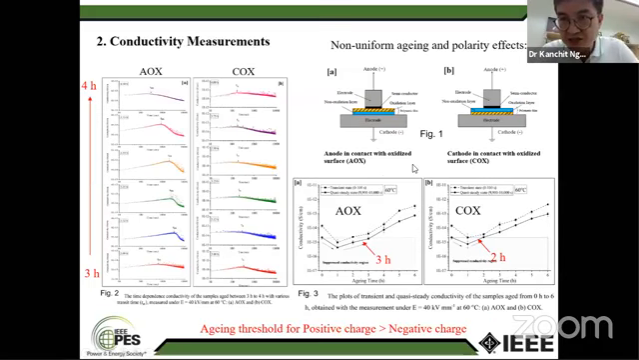The question is: does the fact that the aging threshold for positive charge is greater than for negative charge affect which polarity of the HVDC should be used in the transmission system? I mean, the question is whether the aging threshold for positive charge being greater than negative charge has an effect. Is this true?